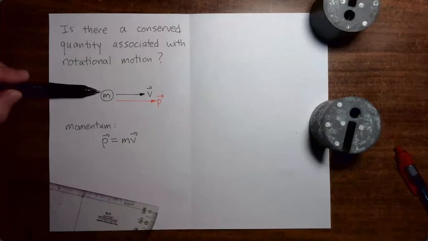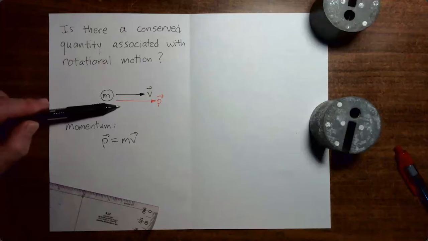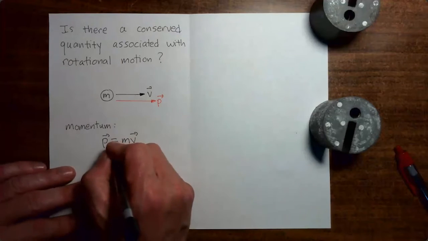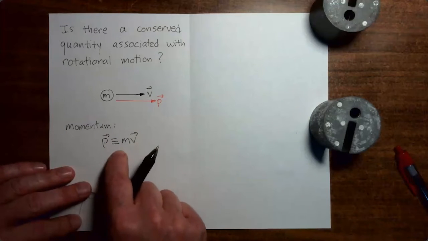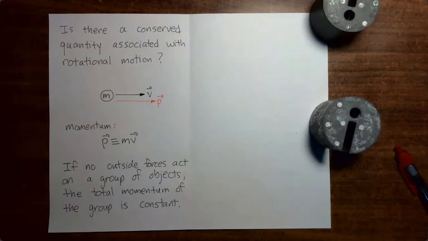Here's the idea. If we have an object with mass m moving at velocity v, then the object has a momentum vector p, which points in the same direction as the velocity vector. The momentum vector of the object is defined to be the mass of the object multiplied by the velocity vector. We have already learned about conservation of momentum. Conservation of momentum says that if no outside forces act on a group of objects, then the total momentum of that group is constant. What would be the rotational analog of this statement?